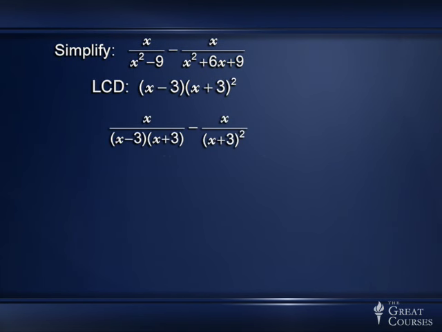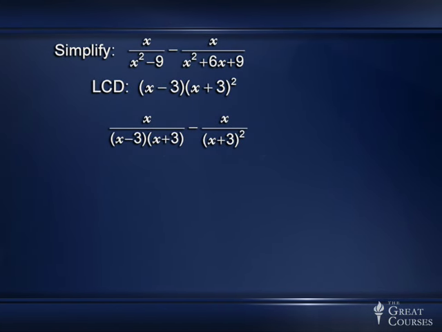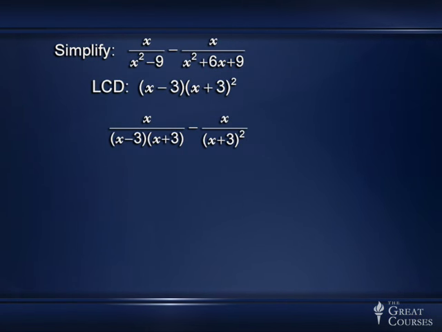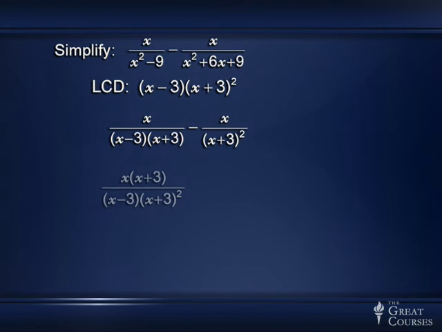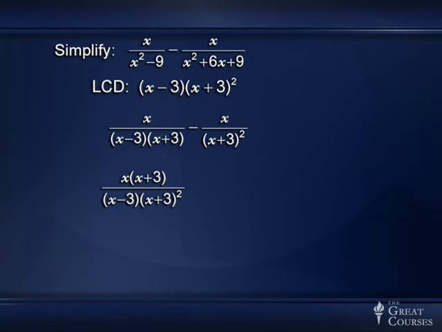Okay, so the original problem was x over x minus 3 times x plus 3 minus x over x plus 3 squared. The first term needs an x plus 3 on both top and bottom, and so it becomes x times x plus 3 divided by x minus 3 times x plus 3 times that extra x plus 3, which I can also write as x minus 3 times x plus 3 squared. That's the first rational expression.